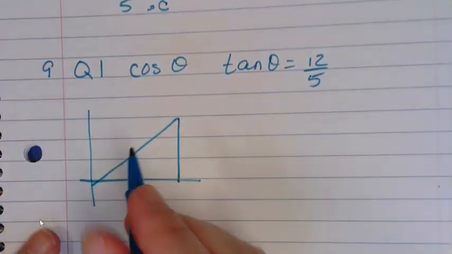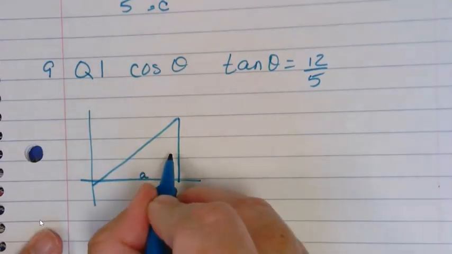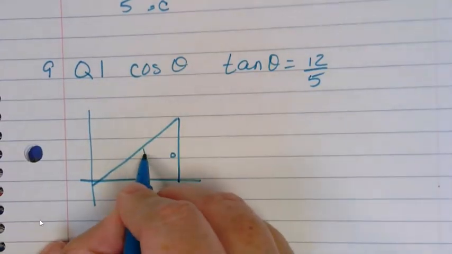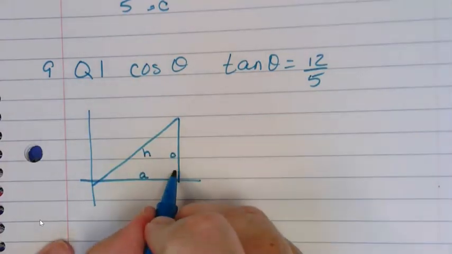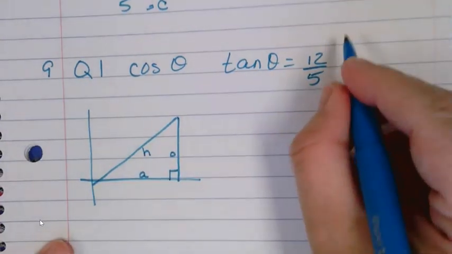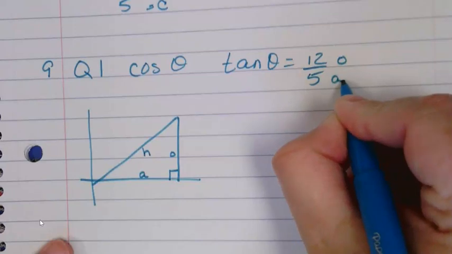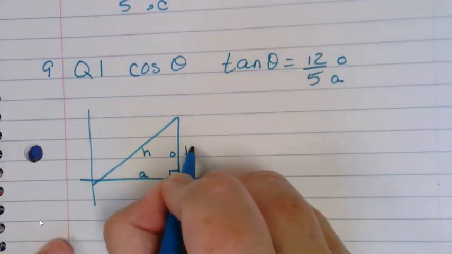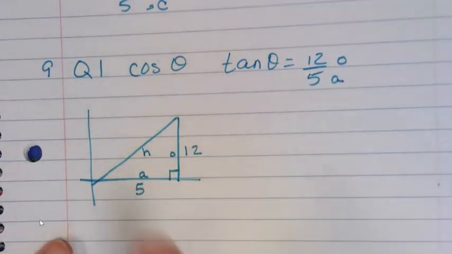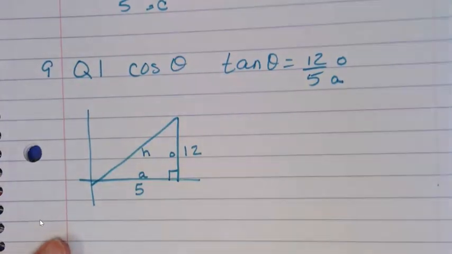Remember always to label. So x is adjacent, y is opposite, and the hypotenuse. Tangent from SOHCAHTOA is O and A. So here goes the 12, here goes the 5. Because we're in quadrant 1, everyone is supposed to be positive.